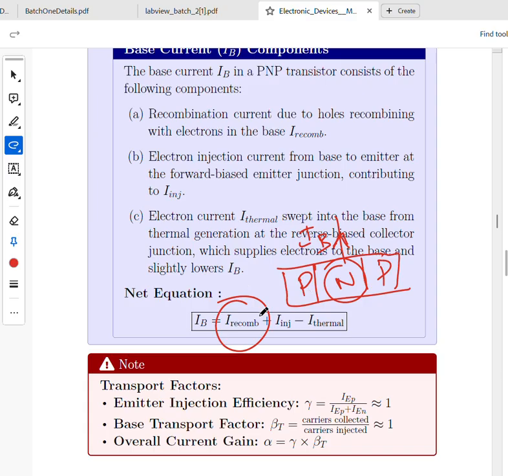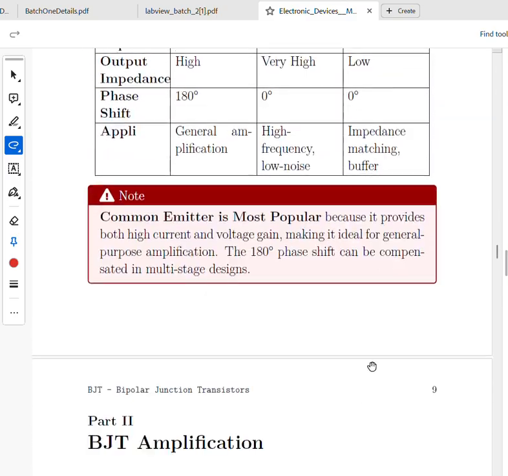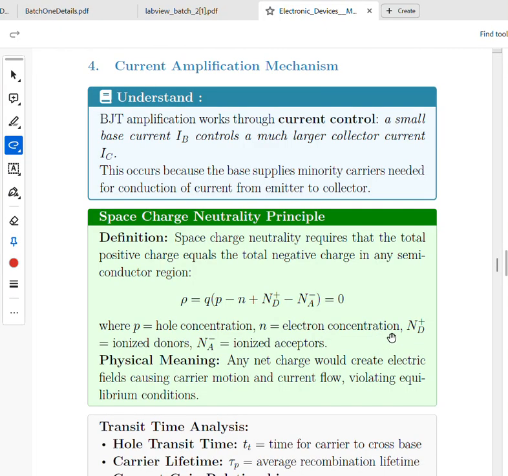Why? To understand this, you'll have to go through the logic behind BJT amplification. The BJT has three regions: a P region, an N region, and another P region. Between all these three regions, the amount of charge should always be in equilibrium. So the number of positive charges should be equal to the number of negative charges. Very easy. If that has to be preserved, positive charge has to equal negative charge, and this equation has to be sustained.